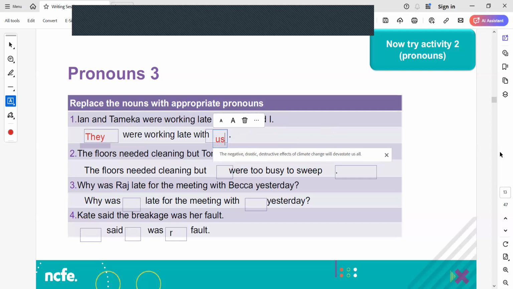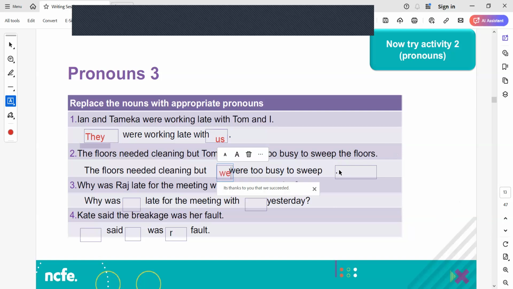The floors need cleaning, but Tom and I were too busy to sweep the floors. So we're going to change Tom and I to we. Well done. And the floors, because we've already mentioned the floors at the beginning of the sentence. Sweep them. Them. Good.